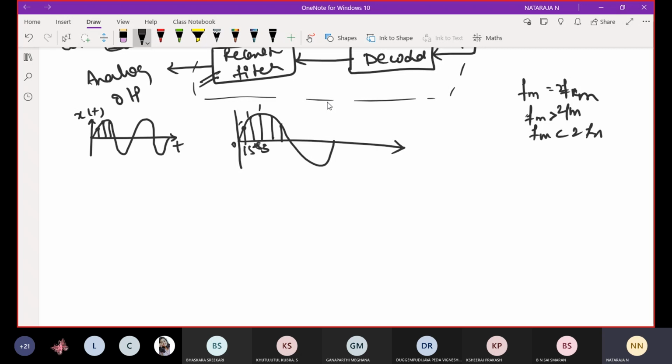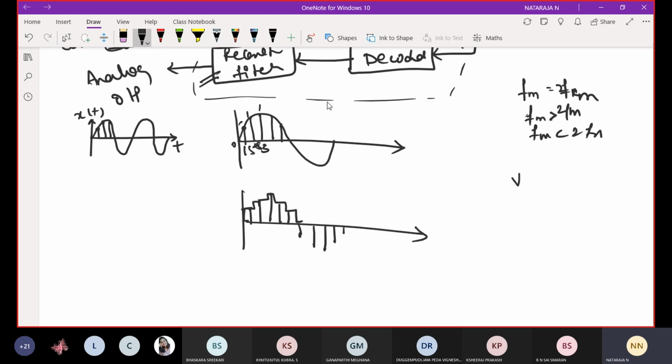Once I sample by making use of a sample and hold circuit, I am going to draw like this, and I am going to get an output like this. Then we are going to use a quantizer. If I use quantization, it will find the step size, like this.